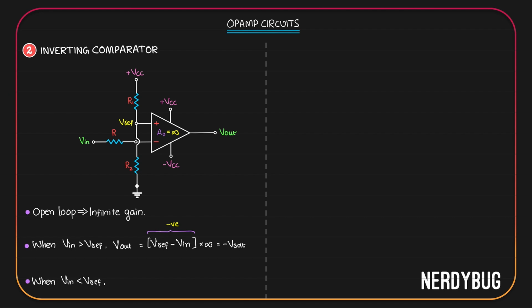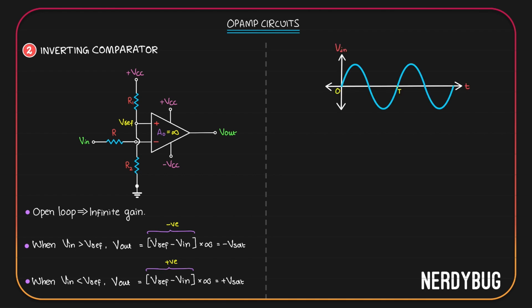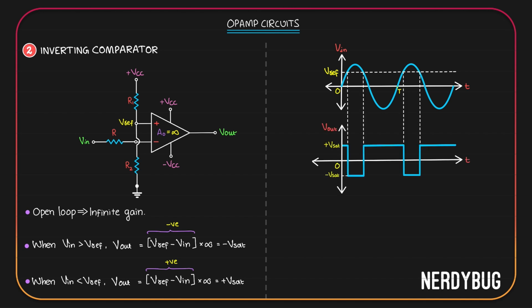Now when input is less than the reference voltage, V reference minus V in will become positive, and so the output will be at positive saturation voltage. Let's take a sinusoidal input signal and plot the output. But before that, we need a reference voltage. Whenever input is greater than the reference voltage, output will be negative Vsat. Whenever it is less than reference voltage, output will be positive Vsat. The output will look like this. You can see that every time the input crosses the reference voltage, output switches its state.